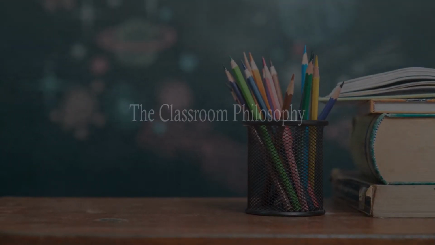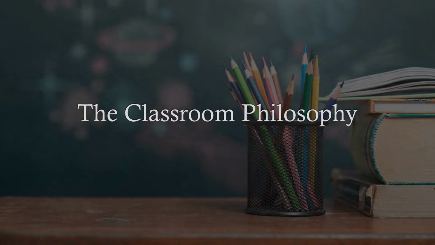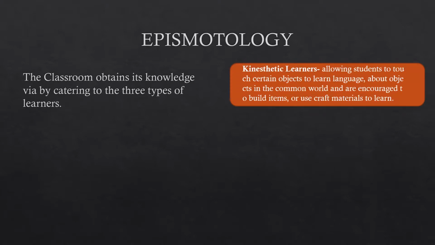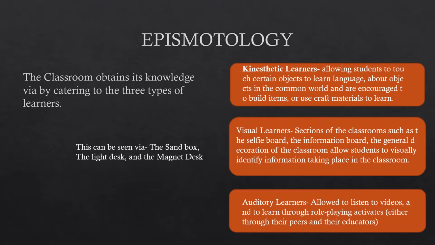The classroom philosophy. As you may have noticed, this classroom is very inclusive and allows the students to walk in every day feeling like school is home. Well, how, you may ask? Because it caters to different types of learners. So whether your child may be a kinesthetic learner, it allows the students to touch certain objects through, for instance, the sandbox, the light desk, and the magnet desk, to learn language about objects in the common world, and are encouraged to build items or use craft materials to learn.